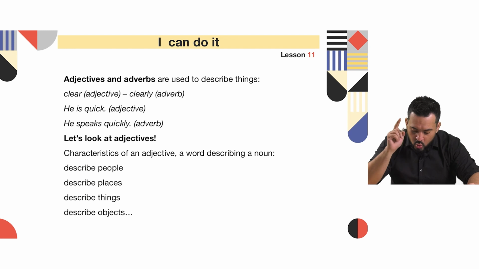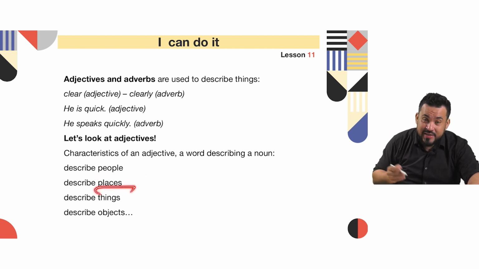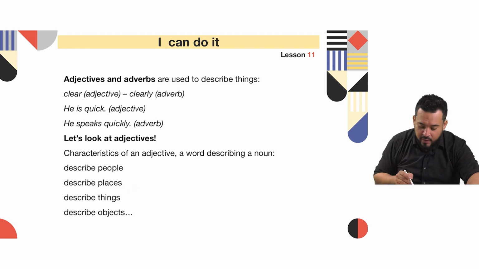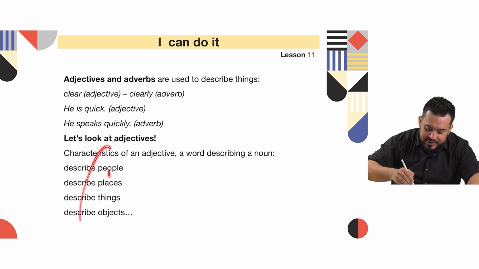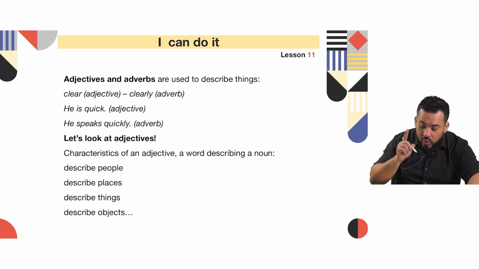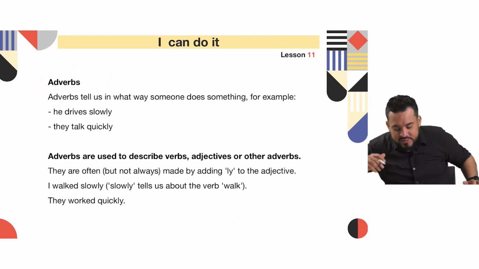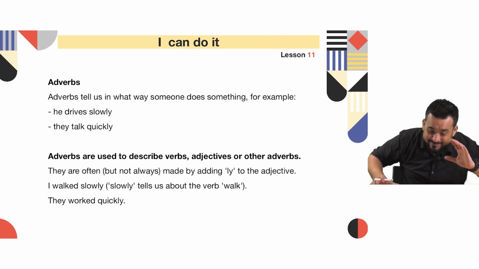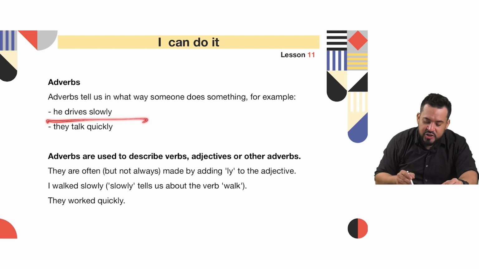Now, people are nouns, so adjectives describe people. Places are nouns, so adjectives describe places. Things are nouns, and objects are nouns. So adjectives describe nouns in general, only nouns. Adverbs, what is the difference? Adverbs tell us how someone is doing something, okay? Like, for example, he drives slowly.